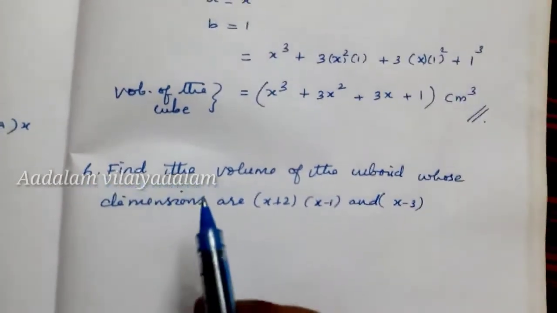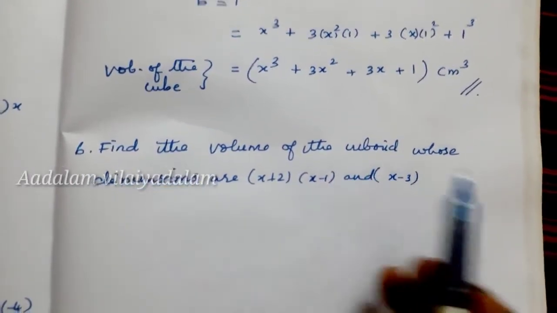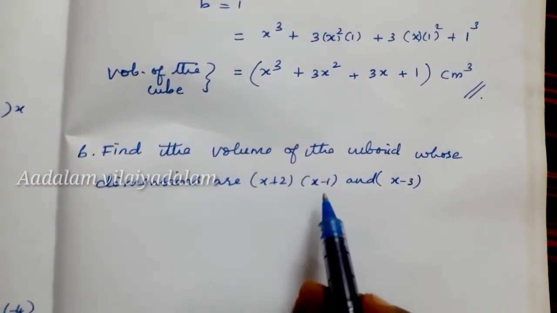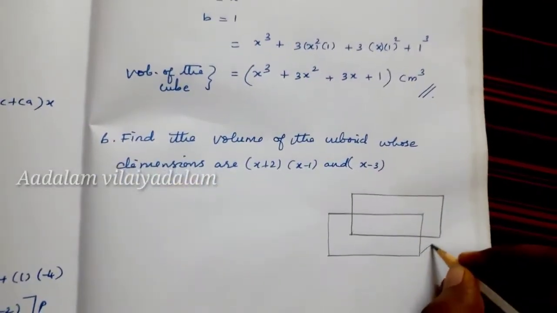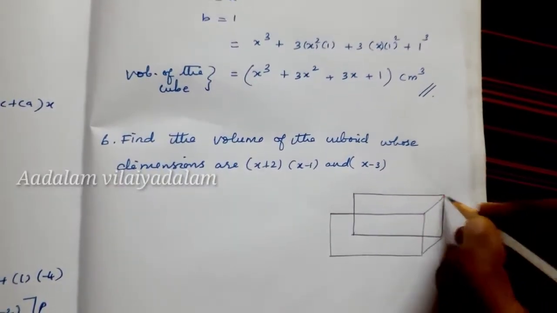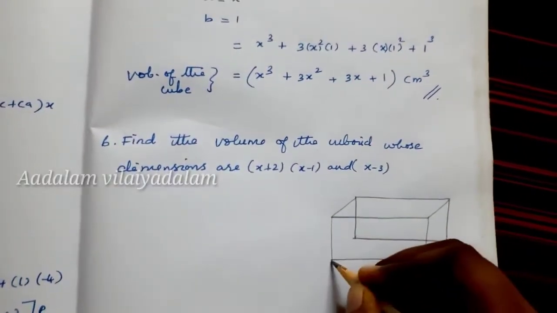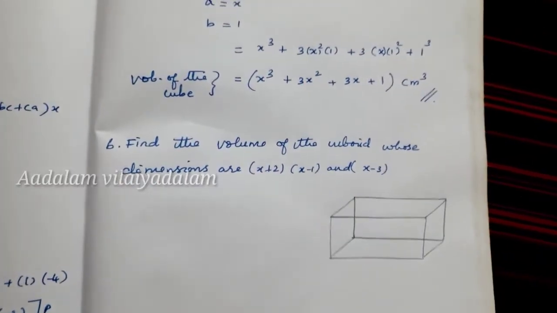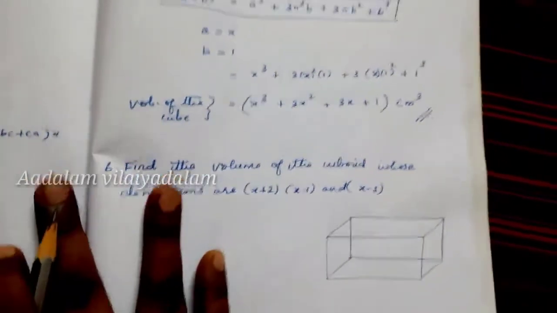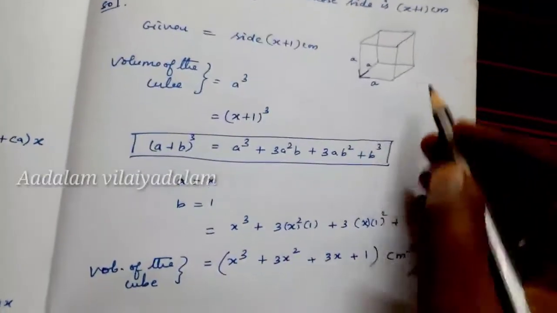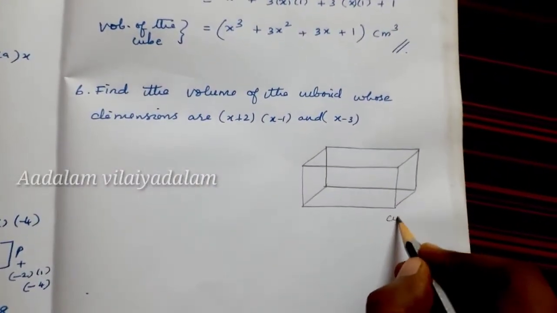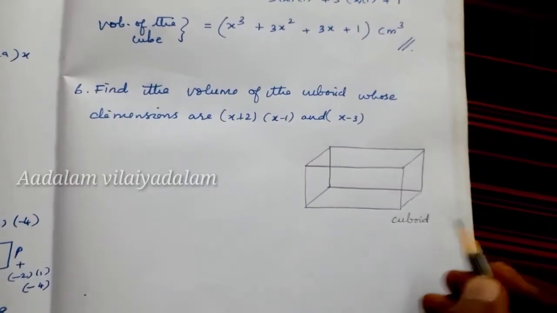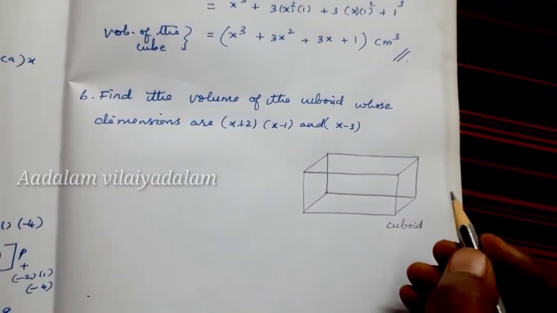Now the sixth question is, find the volume of the cuboid whose dimensions are x + 2, x - 1 and x - 3. So this type of shape or diagram is called a cuboid. There is a difference between a cube and a cuboid. So this is called a cube, a 3-dimension figure, and this is called a cuboid, which is also a 3-dimension figure.